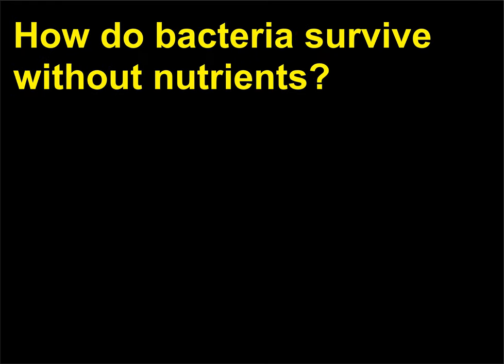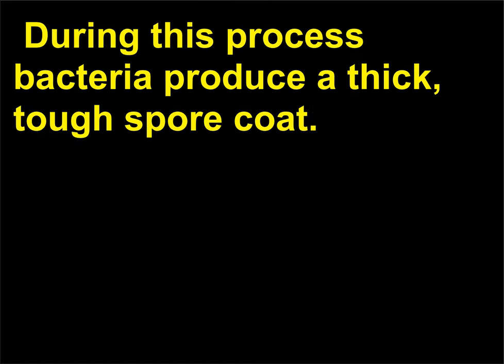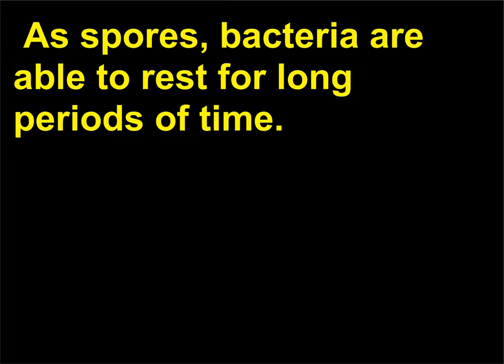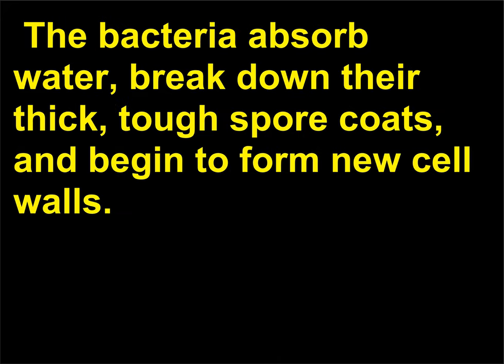How do bacteria survive without nutrients? When a population of bacteria loses its food supply, many bacteria dehydrate. During this process, bacteria produce a thick, tough spore coat. As spores, bacteria are able to rest for long periods of time. When conditions become favorable, the spores become active again. The bacteria absorb water, break down their thick, tough spore coats, and begin to form new cell walls.